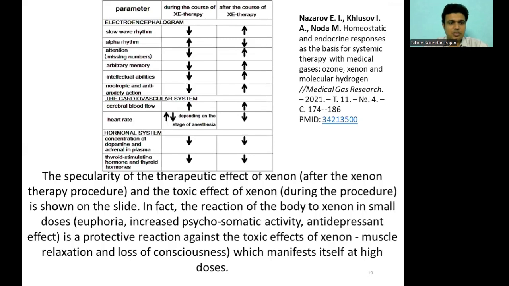If a poison such as xenon is a nerve poison in large doses, depresses the nerve's activity and can cause complete muscle relaxation, then the protective reaction will consist of activation of the nervous system, which looks like euphoria and antidepressant effects.